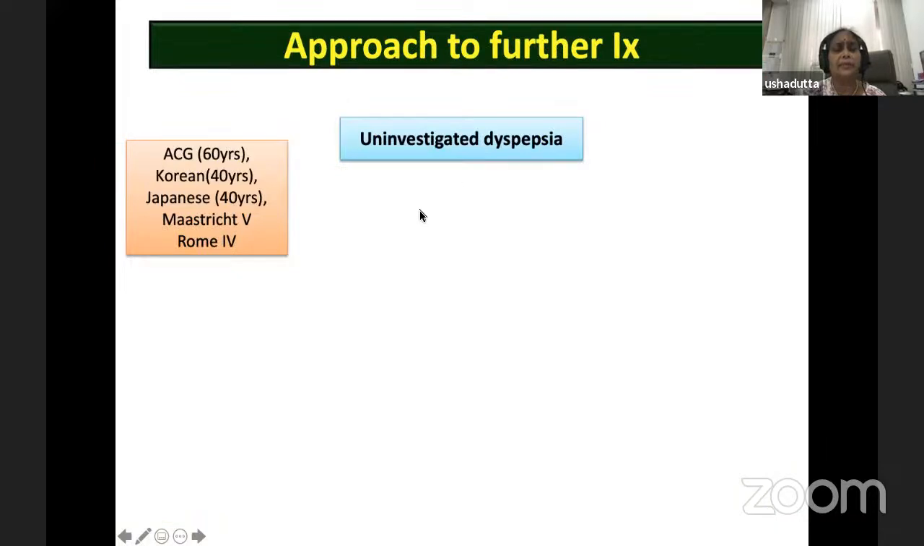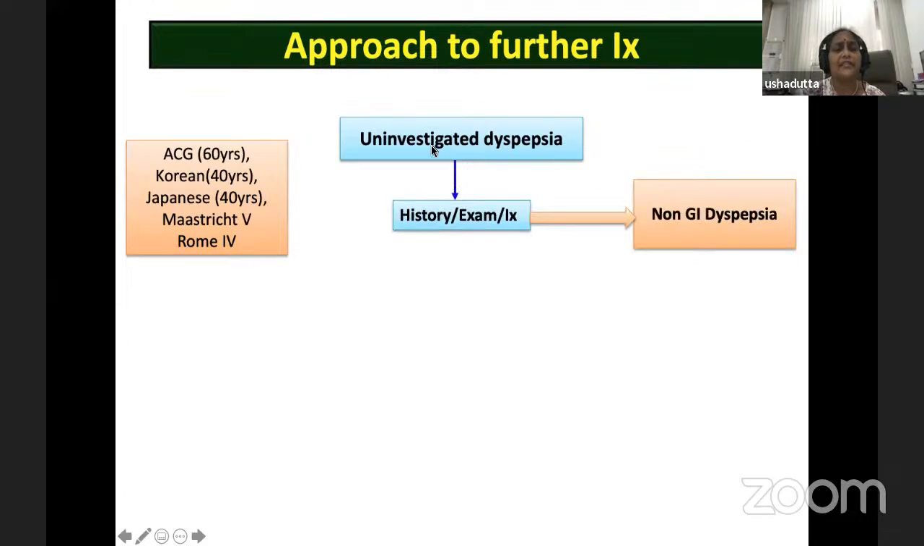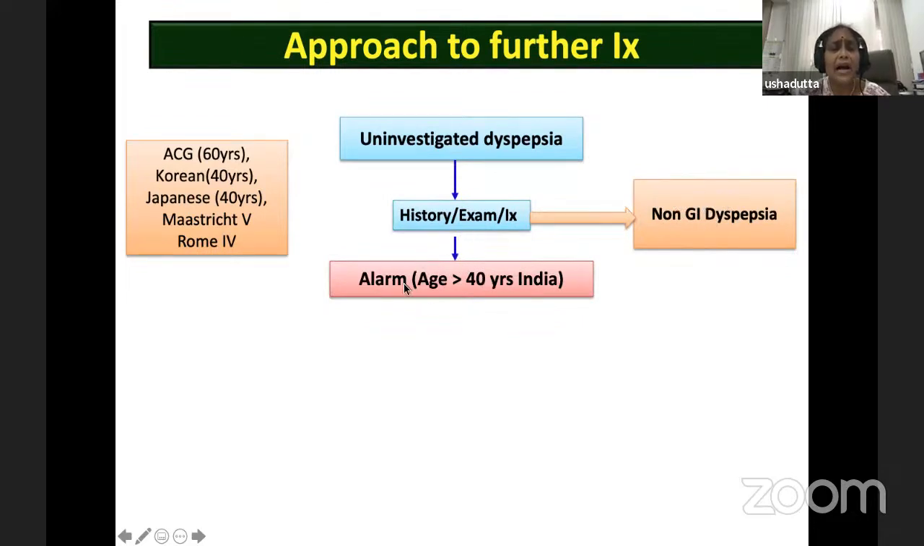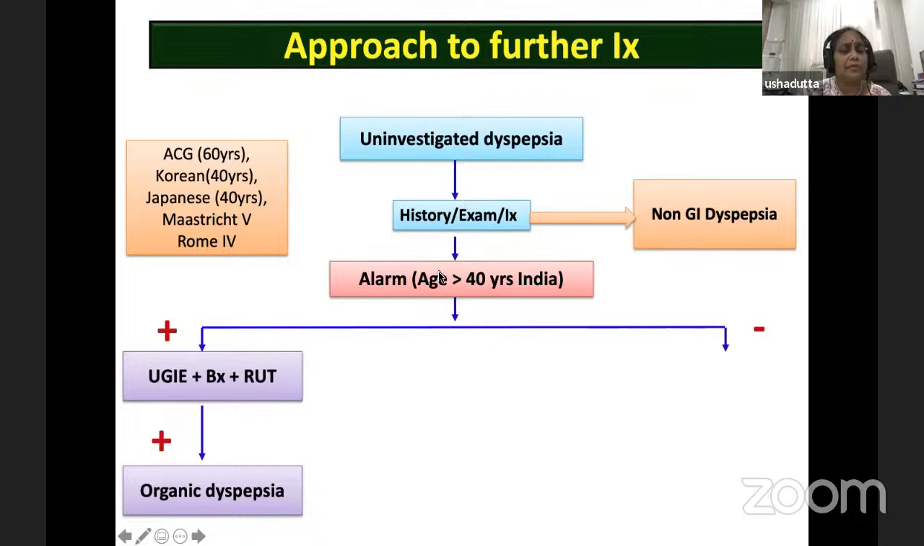So in uninvestigated dyspepsia, what do we do? According to the American College guidelines, 60 years; Korean, 40; Japanese, 40; Maastricht 5, Rome 4, all these guidelines have suggested we do a history, examination and investigation, and we look for any signs of non-GI dyspepsia like hypothyroidism, diabetes, and all those things. Otherwise, if the alarm symptoms are present and the person is more than 40 years, please do an endoscopy, biopsy, and a rapid urease test. And if the rapid urease test is positive, then it is organic dyspepsia.